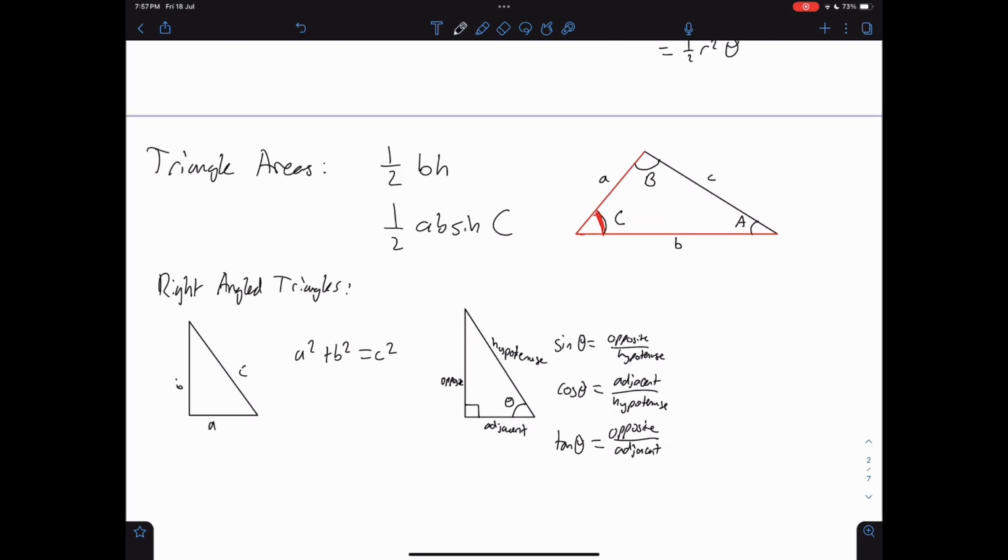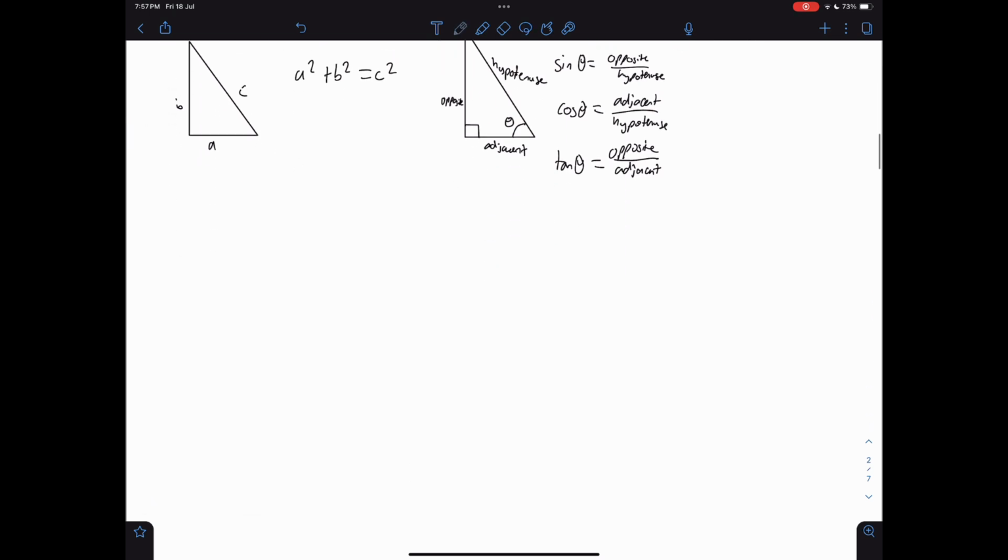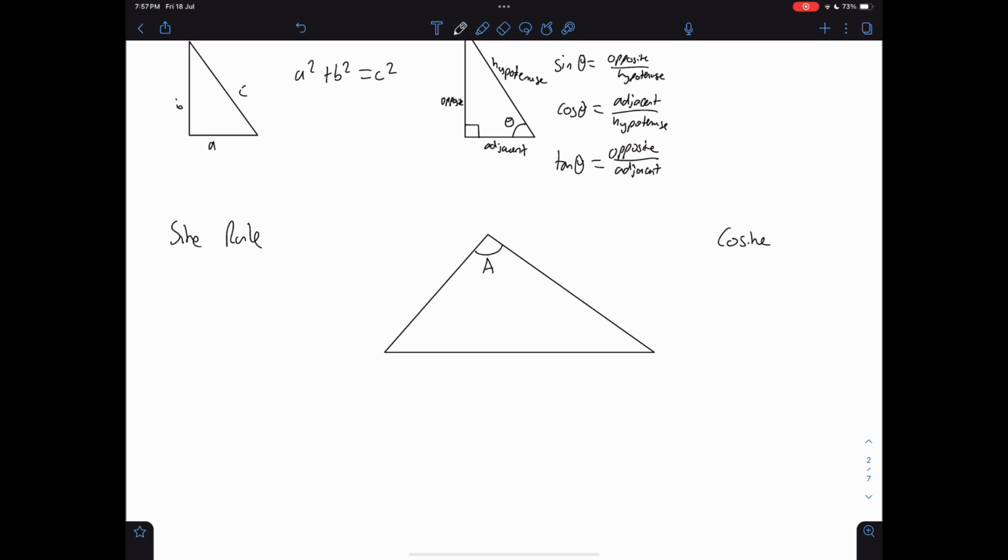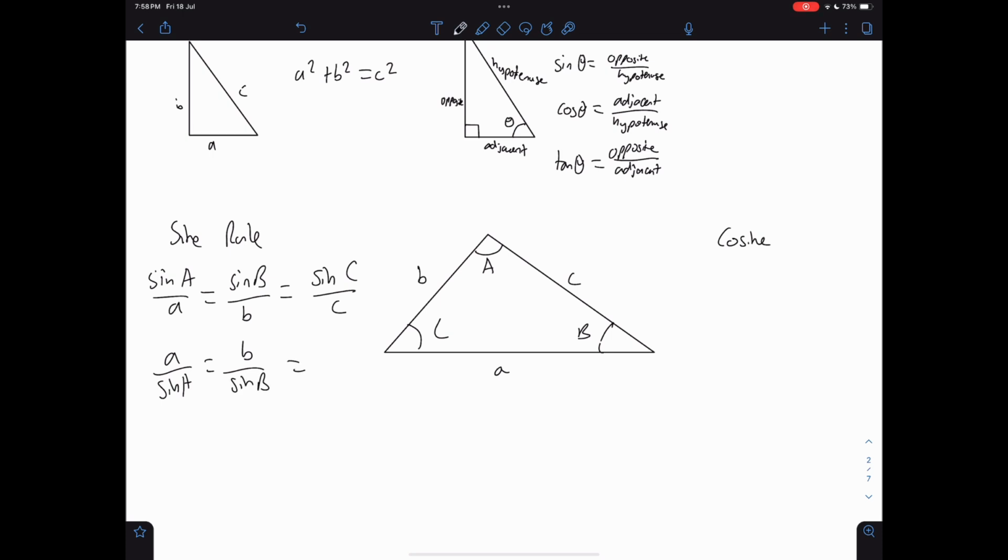And additionally, sometimes you may get a question requiring you to apply either of these rules, you could have the sine rule or the cosine rule. And again, I will label this as A, B, C, making this A, making this B, making this C. The sine rule states that sine A over A equals sine B over B equals sine C over C, or the other way around, e.g. A over sine A equals B over sine B equals C over sine C, etc.